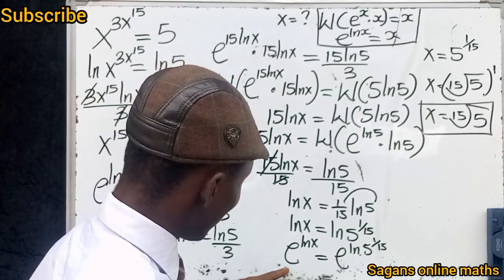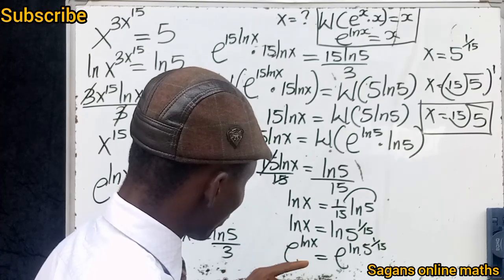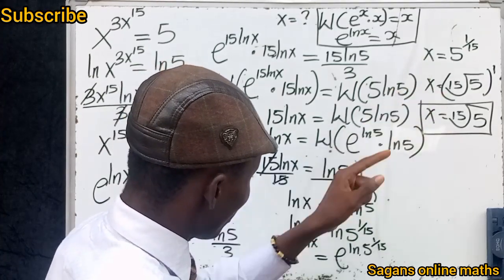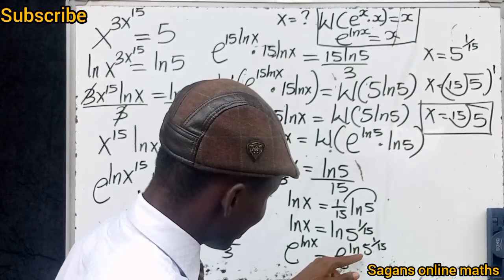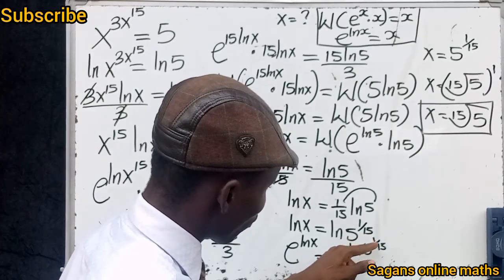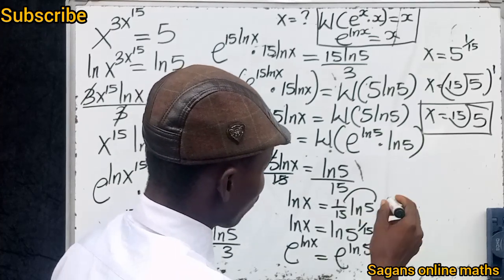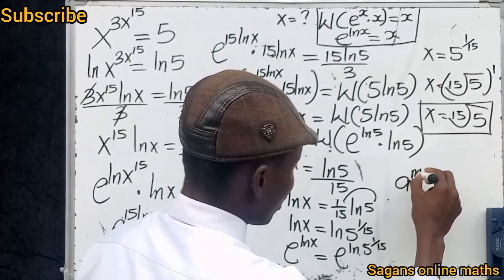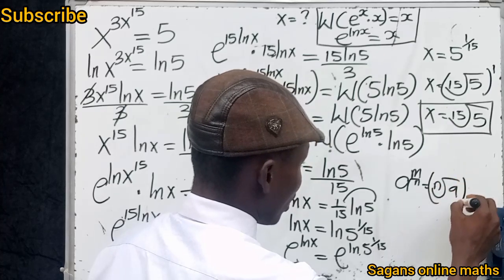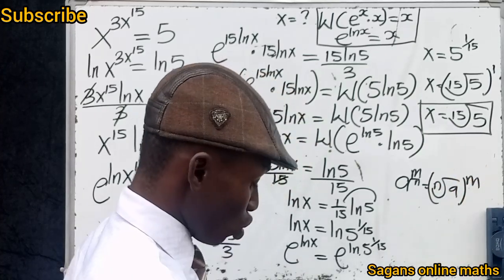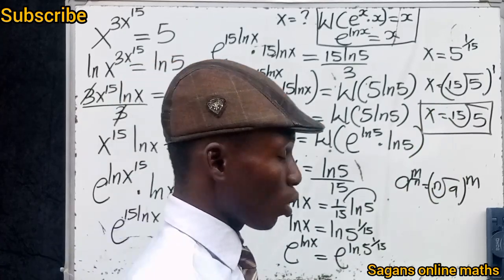Because if I take the e of both sides, that means e raised to the power of ln x gives me x. You can see from here. Then this e will cancel out this, because there's e here, so we are left with 5 raised to the power of 1 over 15. So by one of the properties of indices, a raised to the power of 1 over n is equal to the nth root of a. So our x equals the fifteenth root of 5. And this is the solution to this problem.